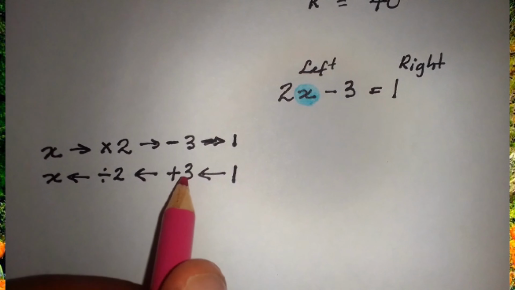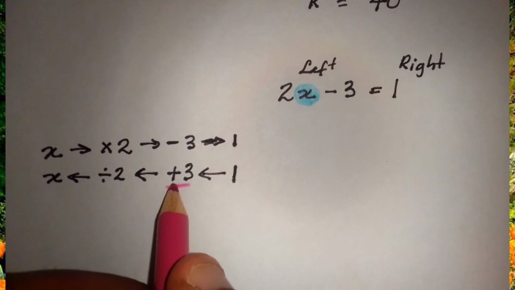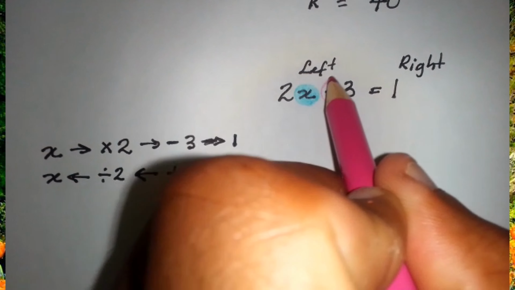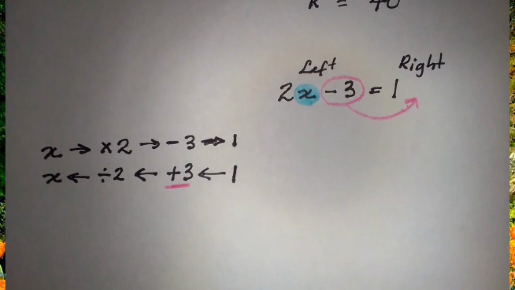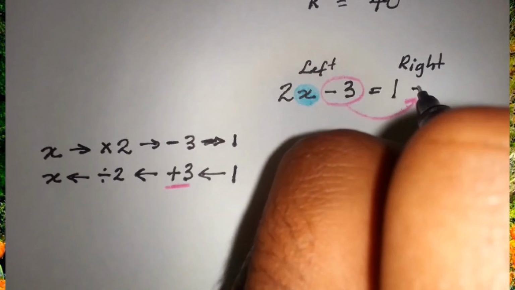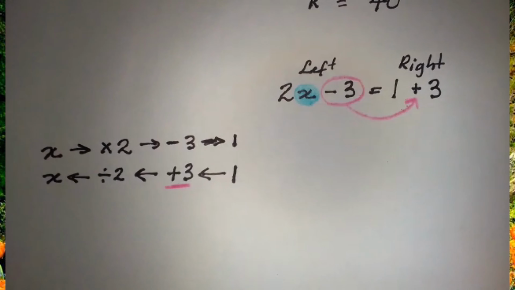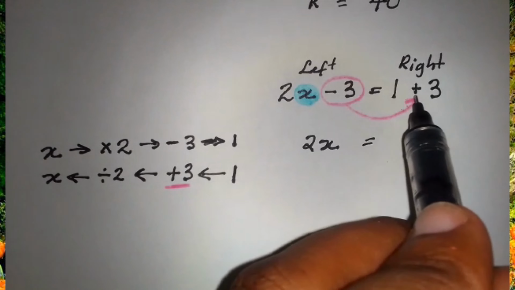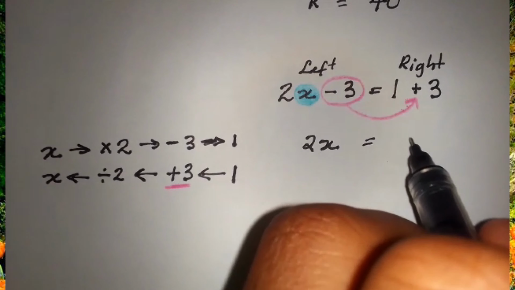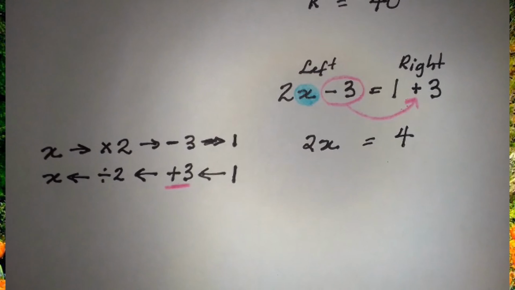First step, add 3. So it means I'm going to carry this minus 3 across the equal sign and it becomes a plus 3 on the right side. So this will give me 2x is equal to 1 plus 3, which gives us 4.